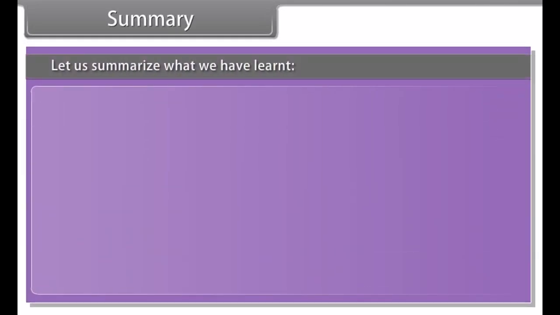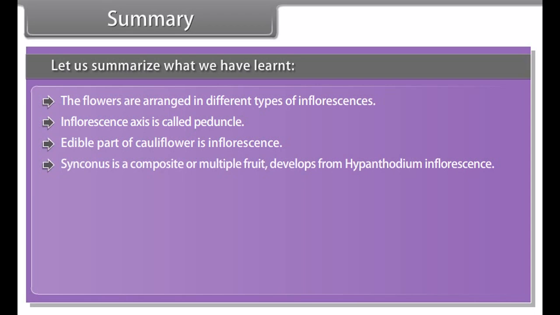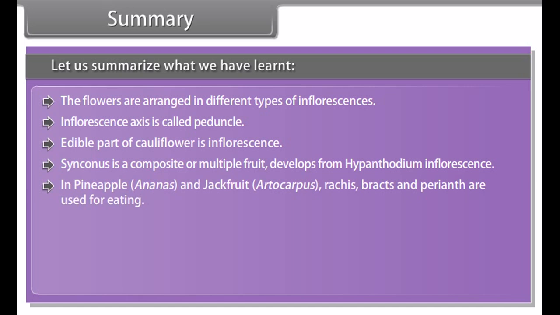Summary. Let us summarize what we have learned. The flowers are arranged in different types of inflorescences. Inflorescence axis is called peduncle. Edible part of cauliflower is inflorescence. Syconus is a composite or multiple fruit that develops from hypanthodium inflorescence. In pineapple, Ananas, and jackfruit, Artocarpus, rachis, bracts, and perianth are used for eating.